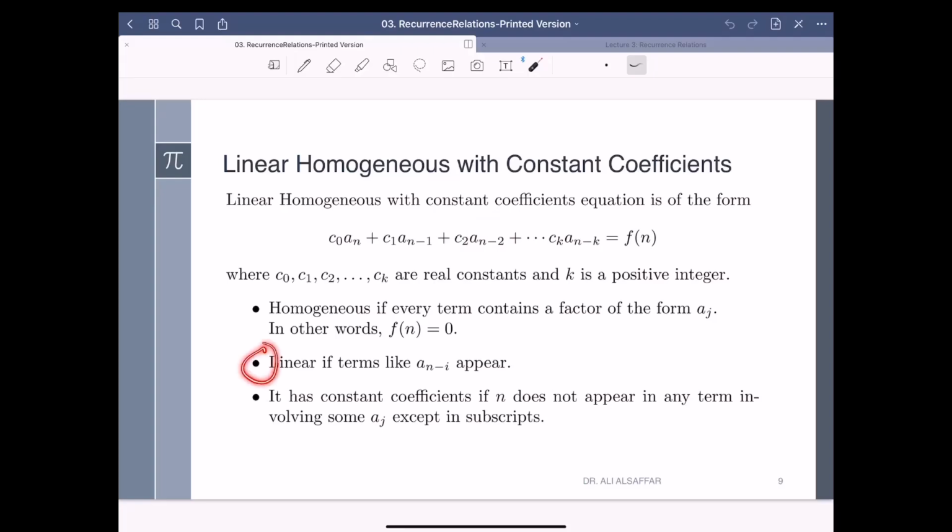Now for linear. You know in algebraic equations or polynomials, if x is raised to power 1, then we call it linear. If x is raised to power 2, we call it quadratic, x to the power 3 cubic. And if it is inside the square root, then it is power 1 over 2, which is not linear. And if it is inside sine x, then it is not linear. So when we say that x is linear in algebraic equations, the variable x is raised to power 1.